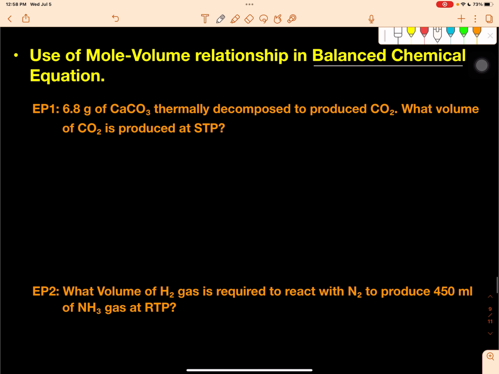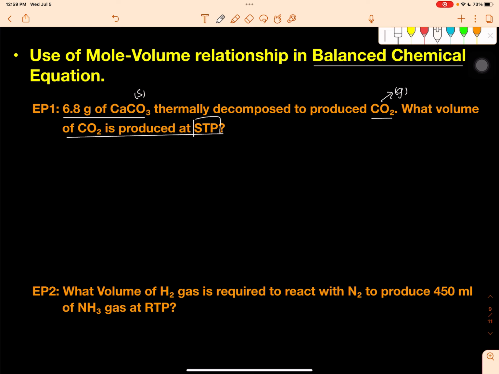So we have 6.8 grams of calcium carbonate, which is thermally decomposed to produce carbon dioxide. So this is a gas actually, and calcium carbonate is a white solid. What volume of carbon dioxide is produced at STP? They have given us the conditions that the gas is produced under standard temperature and pressure. So let's find out what volume of this carbon dioxide is produced. This problem is a little cumulative problem, so let's work it out in a systematic way.